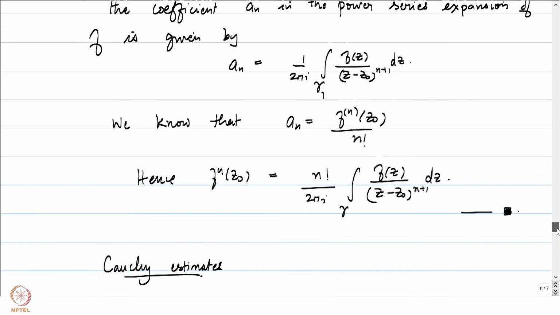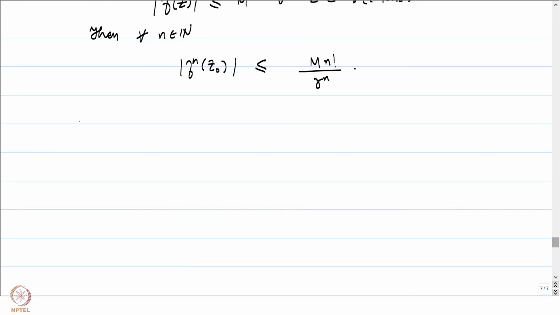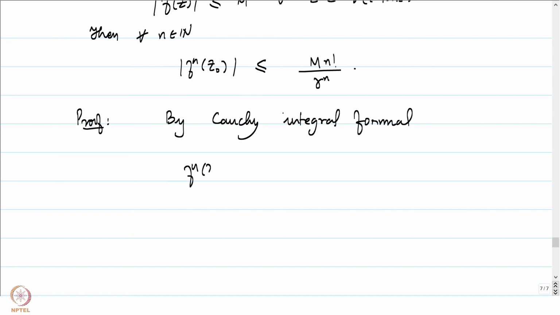We just use the higher order Cauchy integral formula. Let me just write that down. By the Cauchy integral formula, f^(n) at the point z0 is going to be equal to n factorial by 2 pi i times the integral over gamma of f of z by z minus z0 to the power n plus 1 dz. There is an n factorial here which I missed.